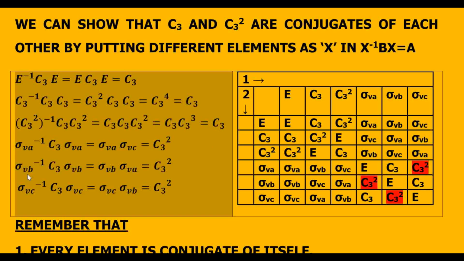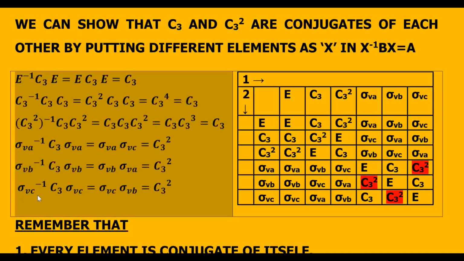Similarly, now when I put X is equal to sigma VB inverse, again we will apply the same thing, that the inverse of sigma VB is equal to sigma VB itself. Therefore you have sigma VB here, and then I will find sigma VB multiplied by C3. I will go to the table again: sigma VB multiplied by C3 is equal to sigma VA. So I am putting sigma VA over here. Now again I go right to left, sigma VA into sigma VB, and that is equal to C3 square, that you can see in the table.